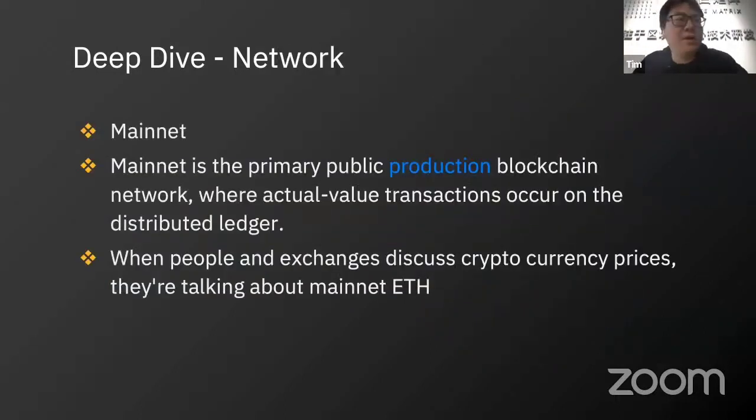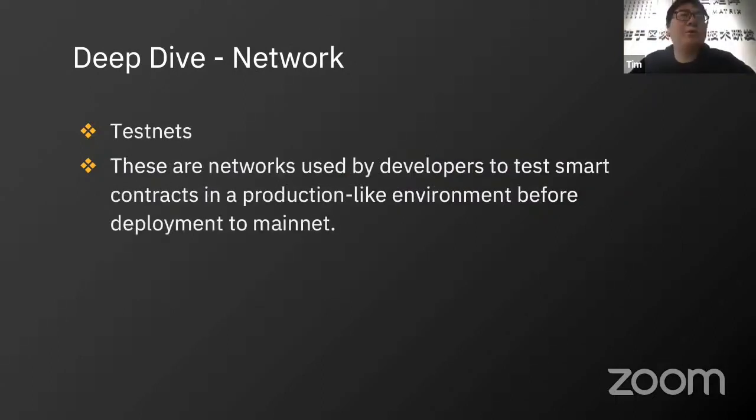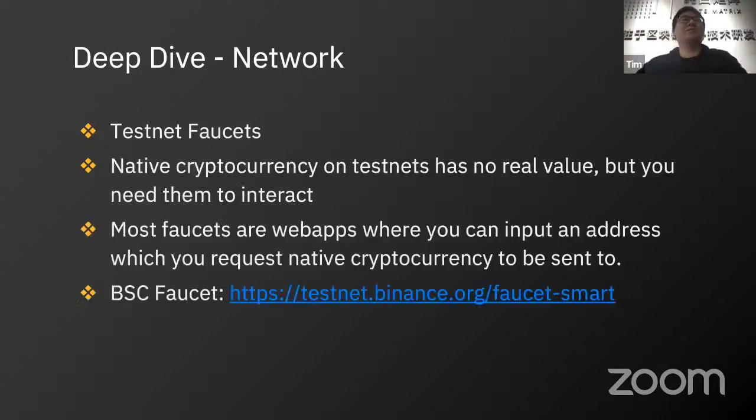Okay, so there are different types of networks. The first type is the mainnet. Mainnet is basically the primary public production blockchain network where actual value transactions occur on the distributed ledger. Which means that every transaction you send in the mainnet will probably affect your real assets. So it will cost money. So usually people will have their program or smart contract well tested in the testnet. Testnets are the networks used by developers to test the smart contract before going to mainnet.